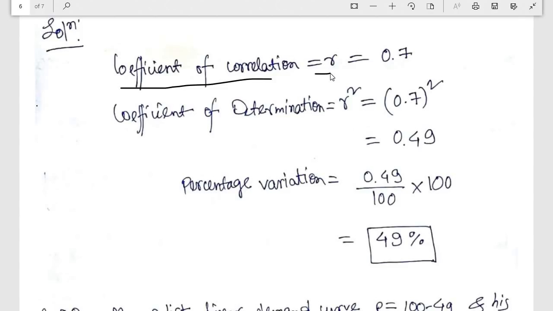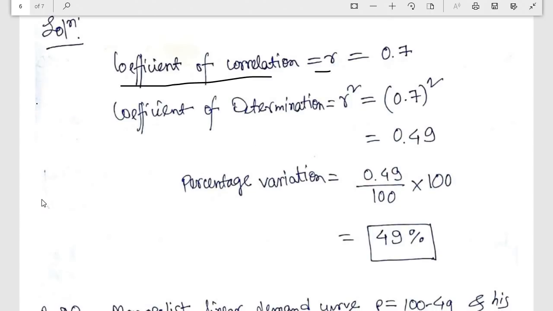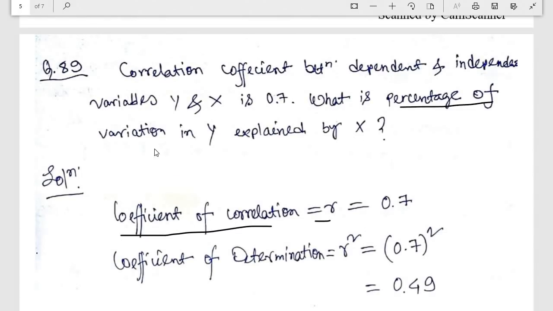They can assume values ranging from -1 to +1, where +1 will indicate a strong correlation, and -1 will define a strong non-correlation. Now let's look at the question. Coefficient of correlation r is 0.7. We have to find the percentage of variation in y explained by x.